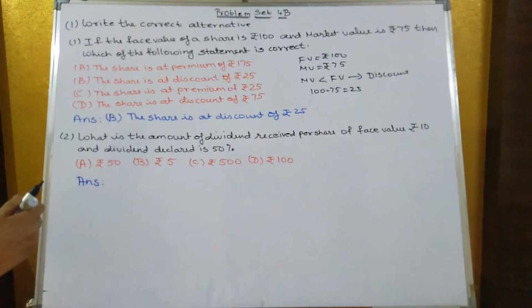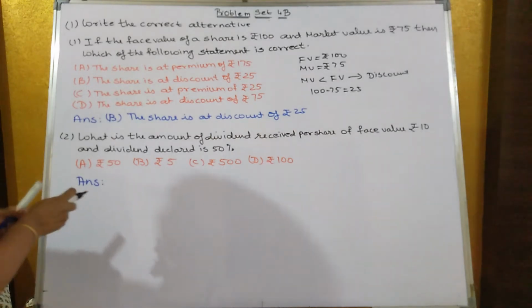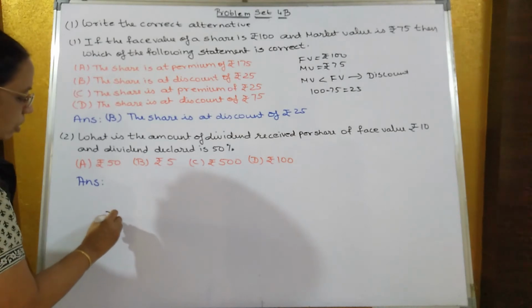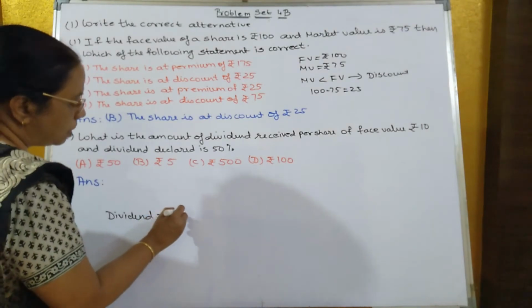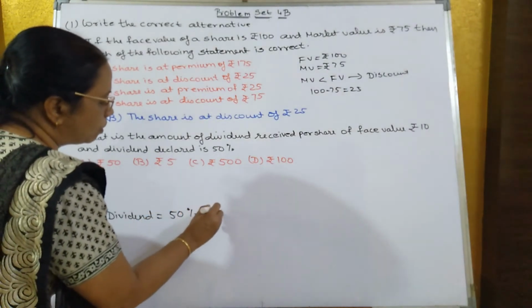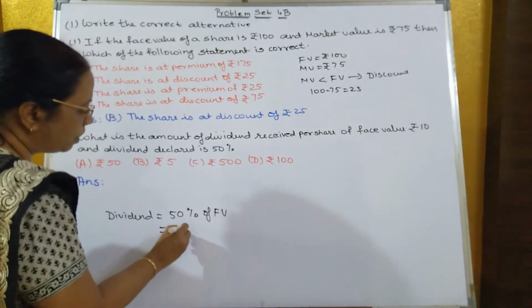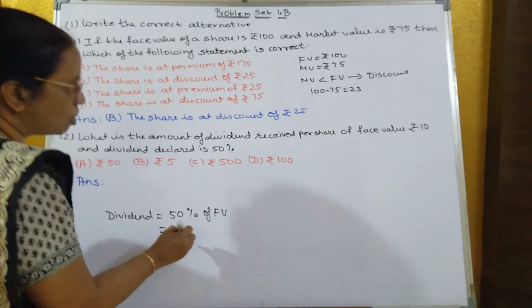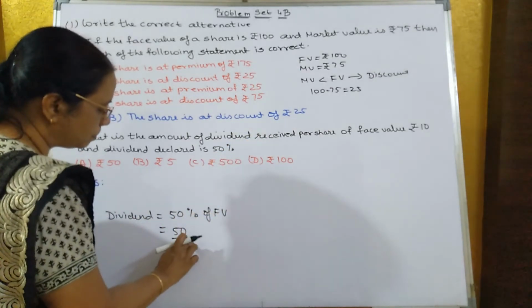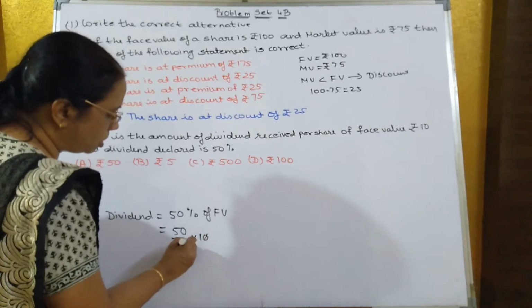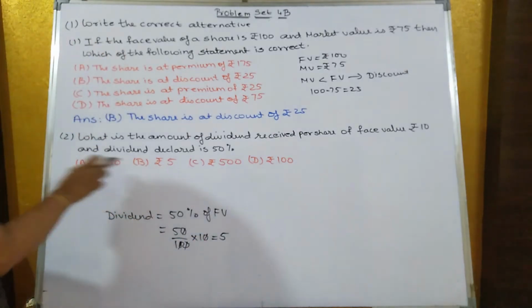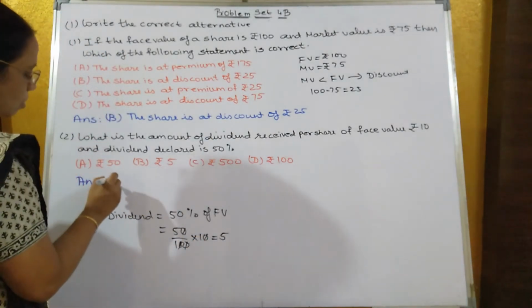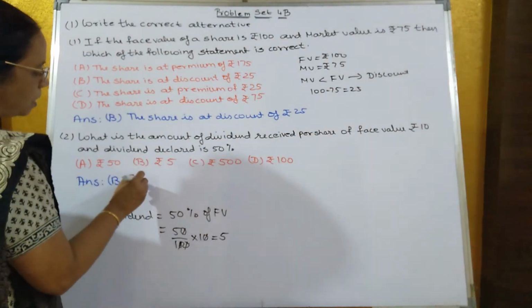Next one, what is the amount of dividend received per share of face value rupees 10 when the dividend declared is 50%? So dividend is equal to 50% of face value, that's 50 upon 100 into 10. This 0 and this 0 will go away. The answer is 5. So the correct answer is B, rupees 5.